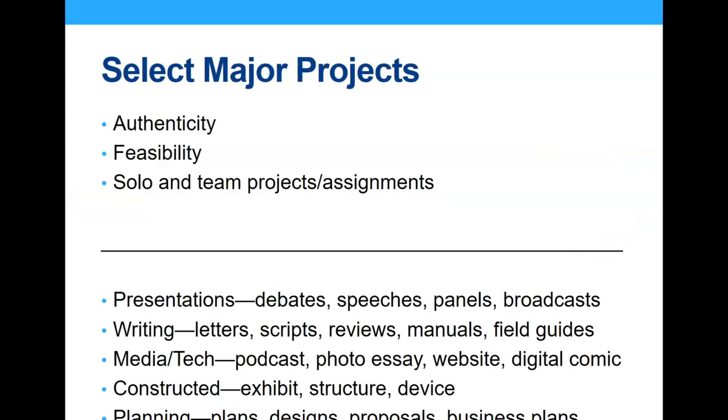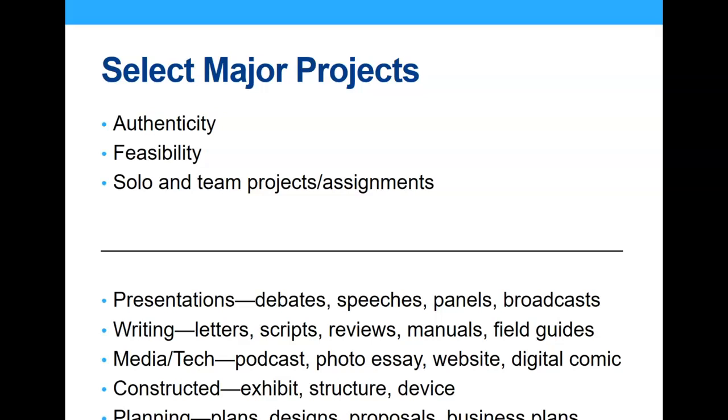Okay, so another thing related to this is the major projects. So sometimes people think, well, I understand the processes that I want students to do and I understand the content I want them to cover, but I don't know what these projects or the products, the deliverables, the things that they turn in and have assessed, look like. So when you think about that, you should think about authenticity.